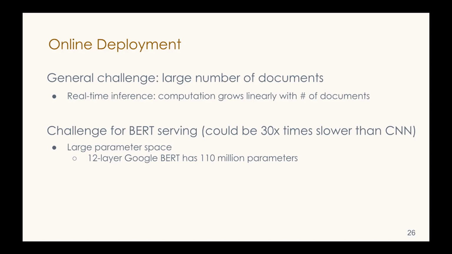The very first is a general challenge for these deep ranking models: they have a large number of documents to rank. And then for real-time inference, the computation cost grows linearly with the number of documents. Another challenge comes with using BERT for serving. This could be almost 30 times slower than CNN when we're using Google's BERT-based model, which has over 100 million parameters. This significant increase in latency is a very big challenge for putting these models in online production systems.